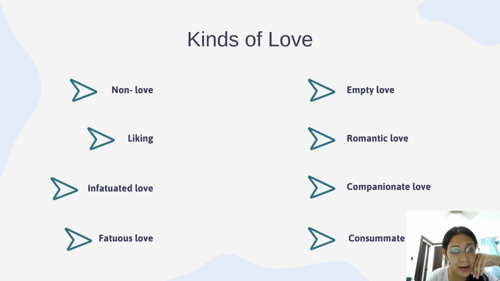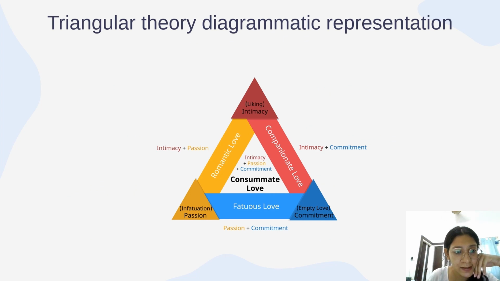And to diagrammatically represent that, we have this image here. So as you can see, the three components are at the three points, and each component is linked. So like intimacy, if there's just intimacy in a relationship, it's liking. If there's just passion, it's infatuation. If there's just commitment, it's empty love. If there is a sense of intimacy and passion, it's romantic love. If there's a sense of intimacy and commitment, it's companionate. If there's passion and commitment, it's fatuous. And if it's all three, it's consummate.